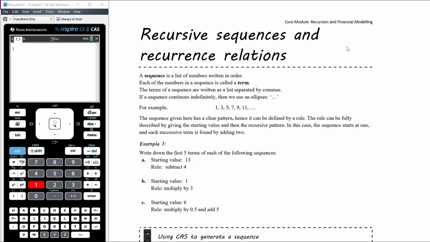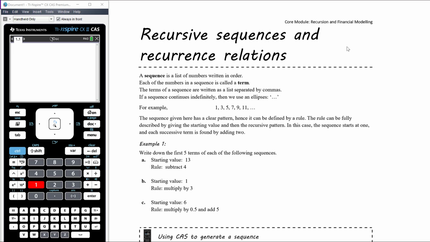So a sequence is a list of numbers written in order, and each of the numbers in the sequence is called a term of the sequence. The terms of a sequence are written as a list separated by commas, and if the sequence continues indefinitely, then we can indicate that by using an ellipsis, which is the three dots. So for example, a sequence could be written as 1, 3, 5, 7, 9, 11, comma, dot, dot, dot, suggesting it continues on indefinitely, and we can see we have enough of the sequence listed there to be able to see the pattern to establish how it continues.